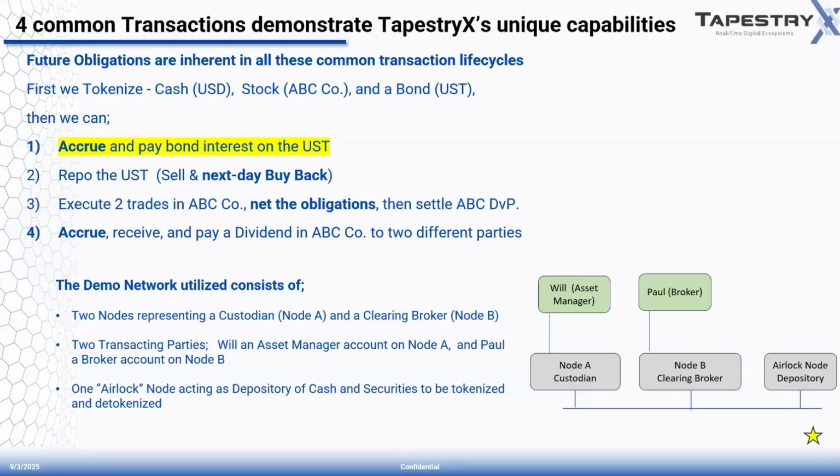Hello, I'm Paul Dowding, co-founder and head of design for Alpha Core, demonstrating our differentiating layer 1 network accounting ledger called TapestryX and its unique capabilities.